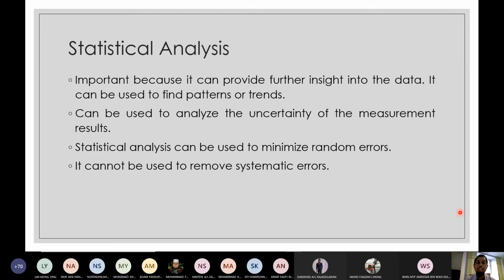Okay, so by using statistical analysis, you can minimize random errors, but it cannot remove systematic errors, because systematic errors are the errors coming from the instrument itself, or the environment, or the observer. So if it's the same source of mistake, you cannot remove it with statistical analysis.